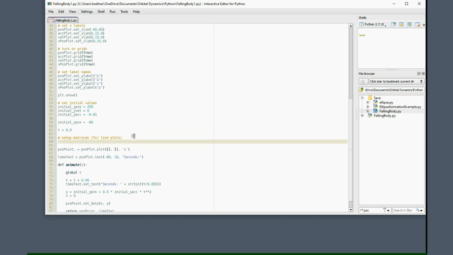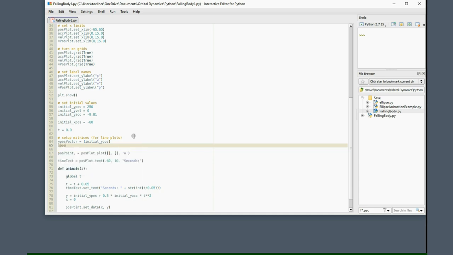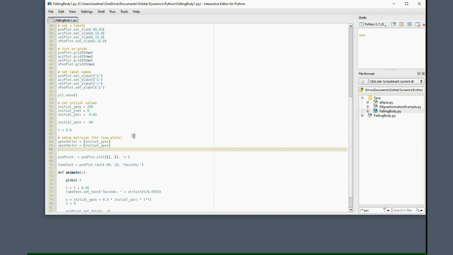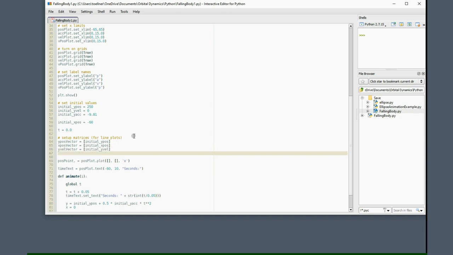And then to plot these lines for acceleration, velocity, and vertical position, I need to set up vectors. These will contain all the points that will constitute the lines. And by putting the variables in brackets, it sets those y pos vector and x pos vector as vectors. So the initial y position is the first element in the y pos vector. Initial x position is the first element in the x pos vector. And likewise for y velocity and y acceleration.